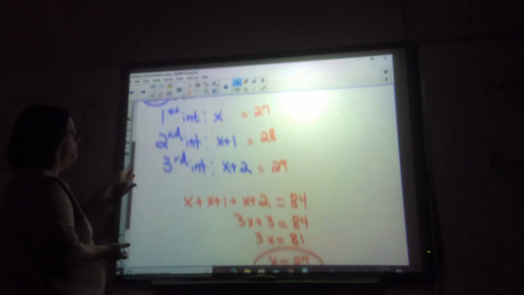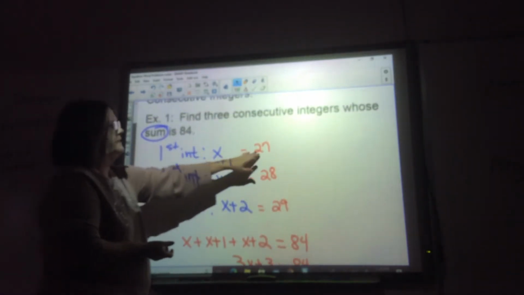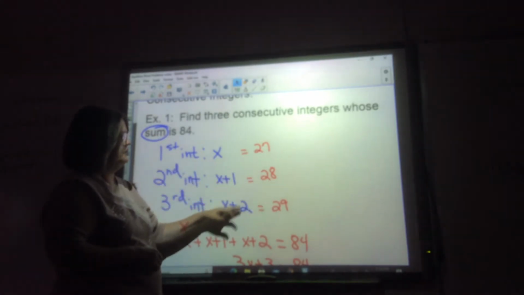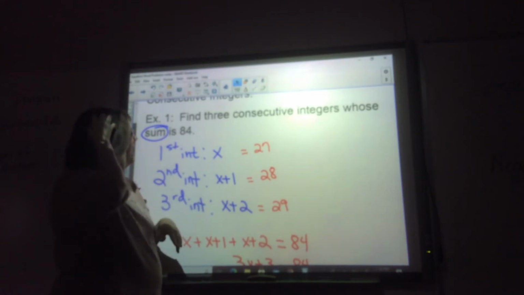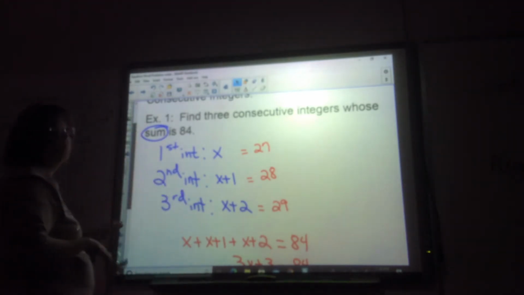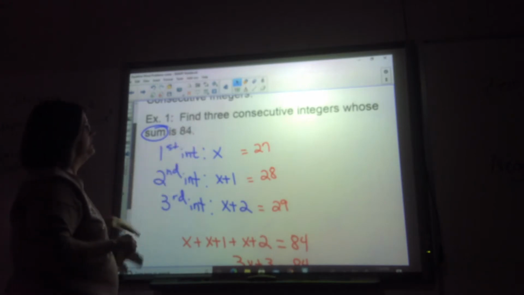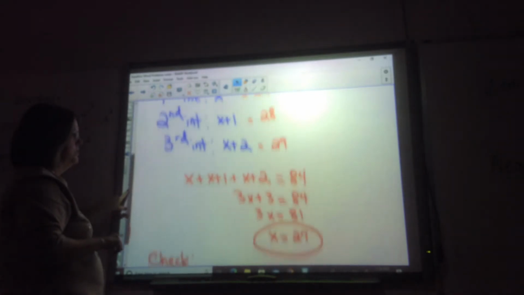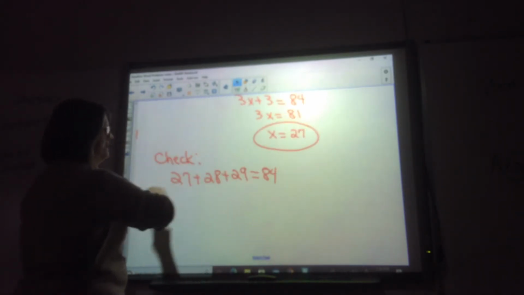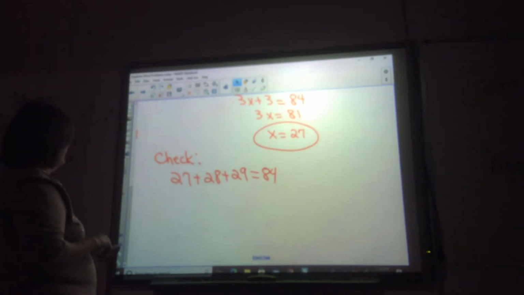Now, if the first integer is 27 and I add 1 to that, that's going to give me 28. If I add 2 to 27, that's going to give me 29. Now, 27, 28, and 29 is my answer. Now, how do I find out if I'm correct? Well, it says that all 3 of those integers should add to be 84. So just add them all up and see if they equal 84, and they do. So therefore, this checks out.